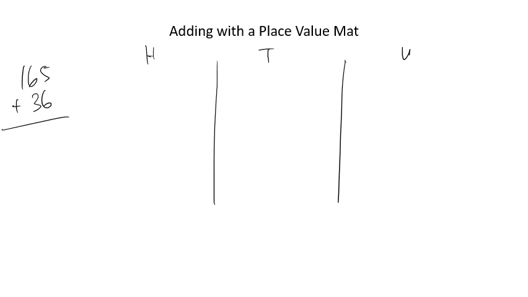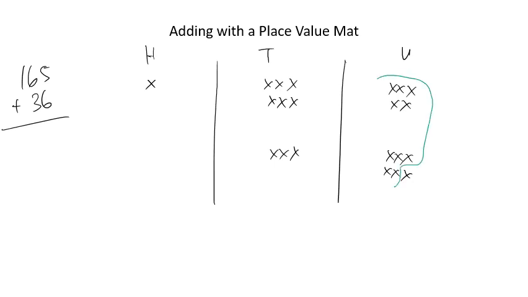And so we've got 165, I've got 36, and same thing, we've got that top set of 165, we've got that bottom set of 36, and we're just going to combine these together. So here's 10, and they form 1 here.